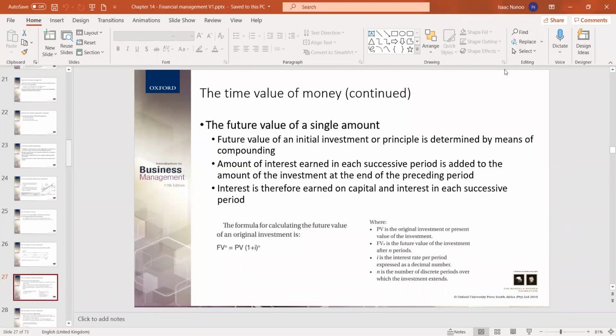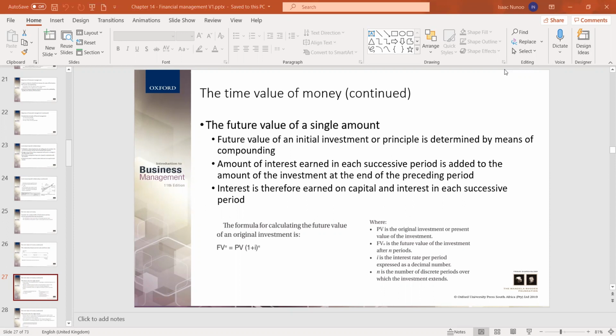Okay, to recap the last concept I explained, that is the time value of money. Now, with the time value of money, as I said, we have the future value and the present value. So the future value of a single amount is basically the initial investment, or principal, determined by means of compounding. What we mean is that if you have 100,000 today and you are given interest of 10% and you want to invest for the next 5 years, the compound of that is what you call the future value of that money.